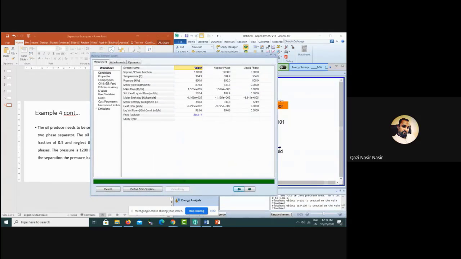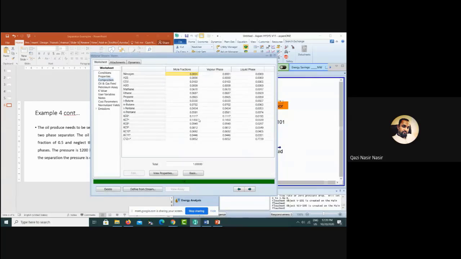If you go to composition, obviously, you can see we have some light components. This is your mole fraction composition. You have nitrogen, carbon dioxide, a small amount of water, methane, ethane, propane, and this is how the composition is being distributed in the vapor phase.